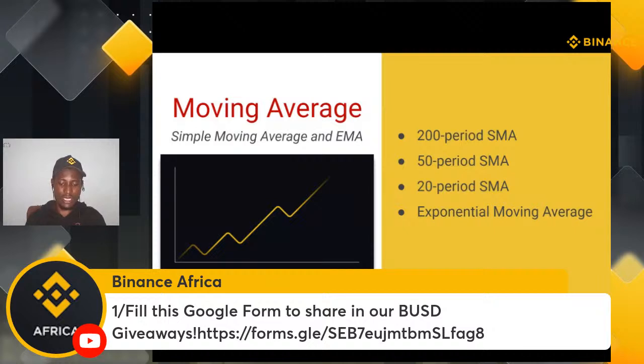Now let me give us a guide on how to use the 200 simple moving average. An example is if the asset price is above the 200 moving average, the trend is up and bullish. If it is below, then the trend is down and you can call it bearish. A look at the 50 period SMA. This indicator is very popular among technical traders. It is helpful to identify support in a market uptrend, and resistance in a downtrend.